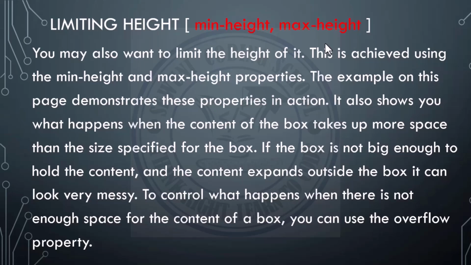To show what happens within the content of the box: if a box is too big or it's not big enough to hold the content, the particular content expands outside the box. Okay, it will look very messy. It wouldn't look very nice at all. To control what happens when there is not enough space for the content of the box, you can also use the overflow property. But for now, we are talking about the minimum height and the maximum height. So if the content is more than the box, it's going to go outside the box. Okay, let me show you an example.